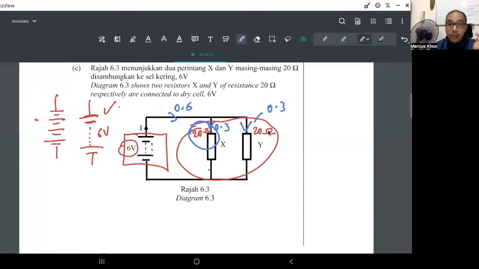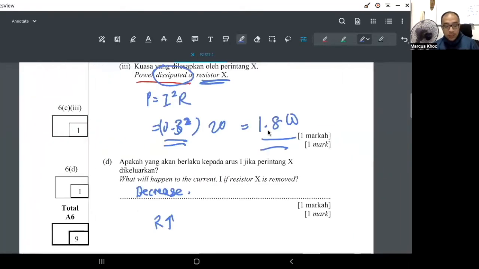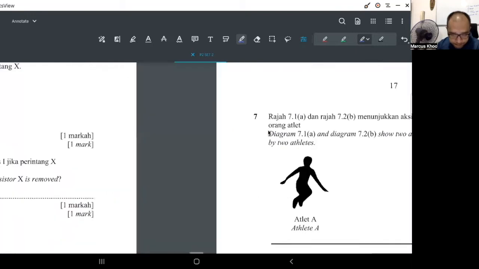So this is actually a trick question. Because people think, oh, resistor removed means the current will increase, because there's one less resistor. But no, that only works for series circuits. For parallel circuits you cannot say that anymore. In parallel, the more you add in, the smaller the resistance becomes, so the bigger current will flow. So you remove the resistor, the current will decrease, because the resistance has increased.